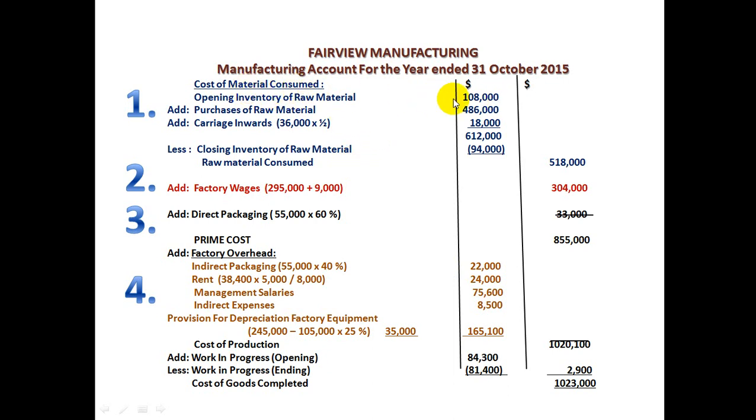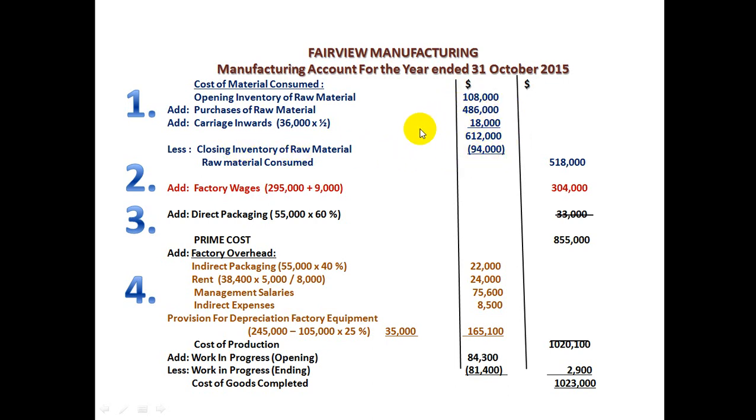Cost of material consumed always includes opening inventory of raw material, purchases of raw material, and carriage inward, which is to be taken half because half is for the raw material. These three will be added. After adding these three amounts, the answer is 6,12,000. Closing inventory of raw material is to be subtracted.